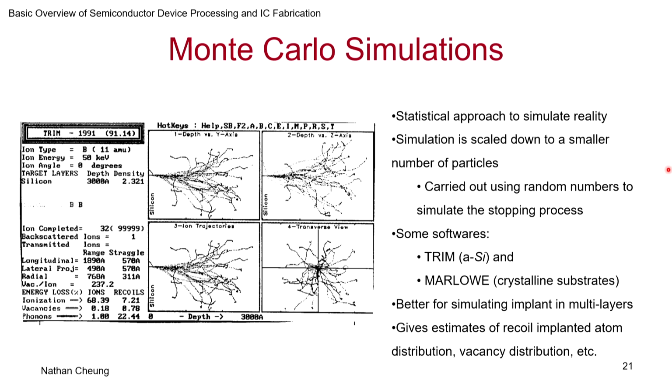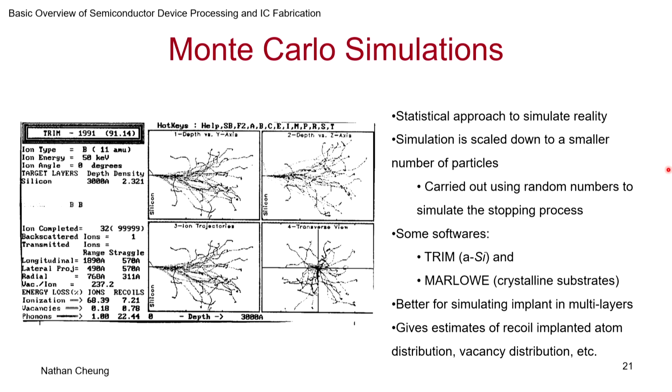Multi-layers, and it's able to estimate the recoil of the implant atomic distribution, vacancy distribution, which are also important. It is just not enough to know where your ion has gone. You also need to know where the target atoms have gone. Okay, we have seen that interstitials end up affecting the diffusion. So if you need to know those profiles, these simulators are pretty powerful in doing that. Nowadays these are routinely used and available. And as I said, every company has its own specialized and proprietary tools for these.